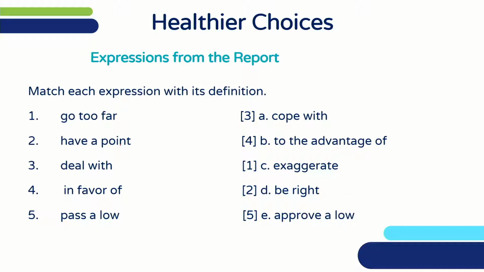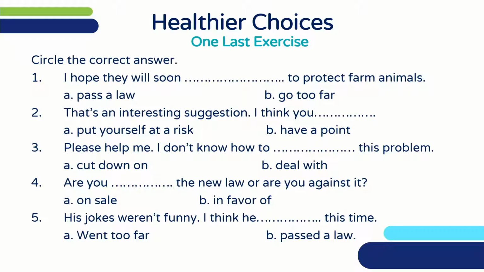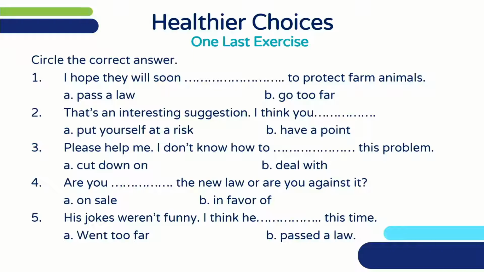So here it is: go too far, exaggerate, that's correct. Have a point is to be right, that's correct. Deal with, cope with. In favor of, to the advantage of. And pass a law is to approve a law. We'll move on. One last exercise here. You need to choose the expression that goes with each sentence. For example, I hope they will soon to protect farm animals, that's an interesting suggestion.